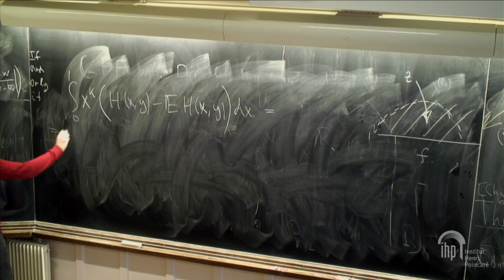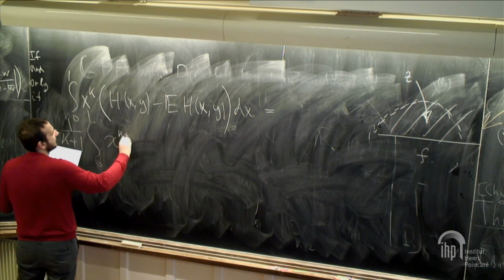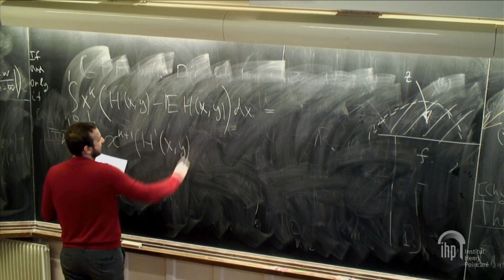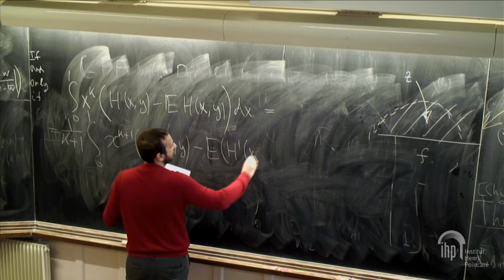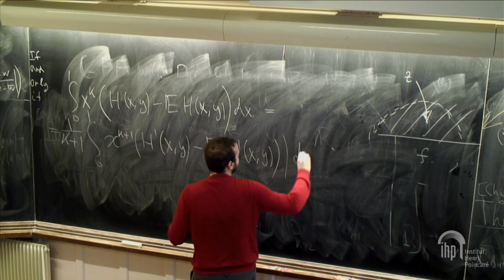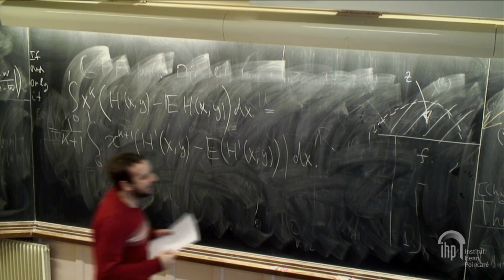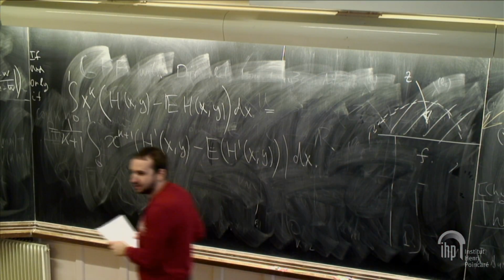If we integrate by parts, what we get is 1 over k plus 1 times the integral from 0 to 1 of x to the k plus 1 times h prime of xy minus the expectation of h prime of xy, dx. Because the boundary terms are not zero, but they are deterministic. Exactly, the boundaries are deterministic. We know that here h is deterministic, and here h is deterministic. So the difference is of course 0, just by the construction.